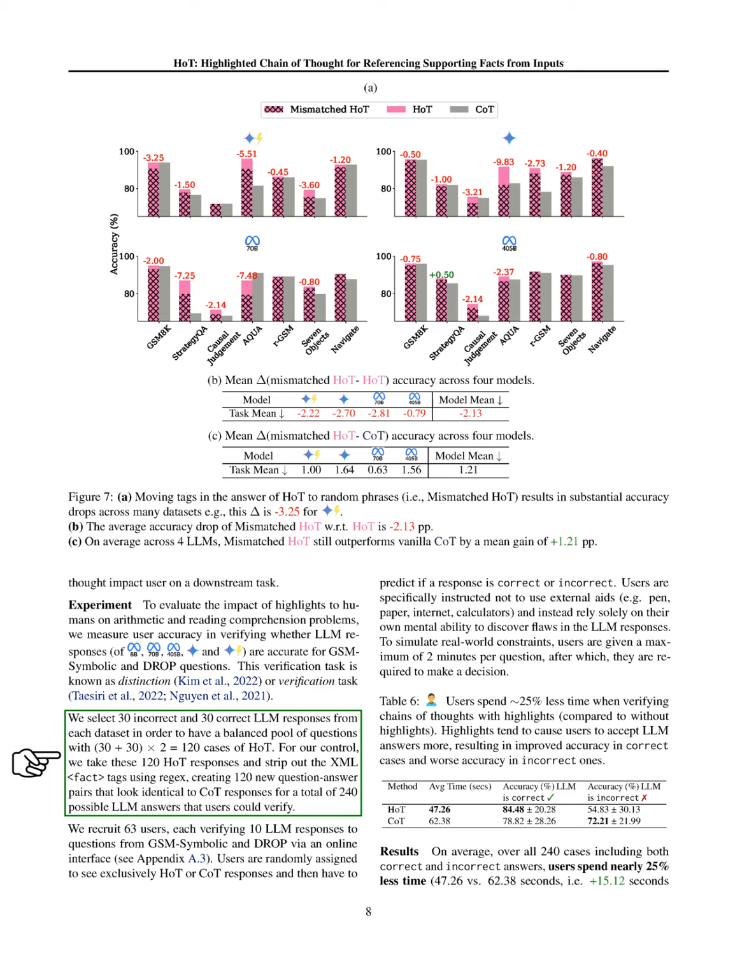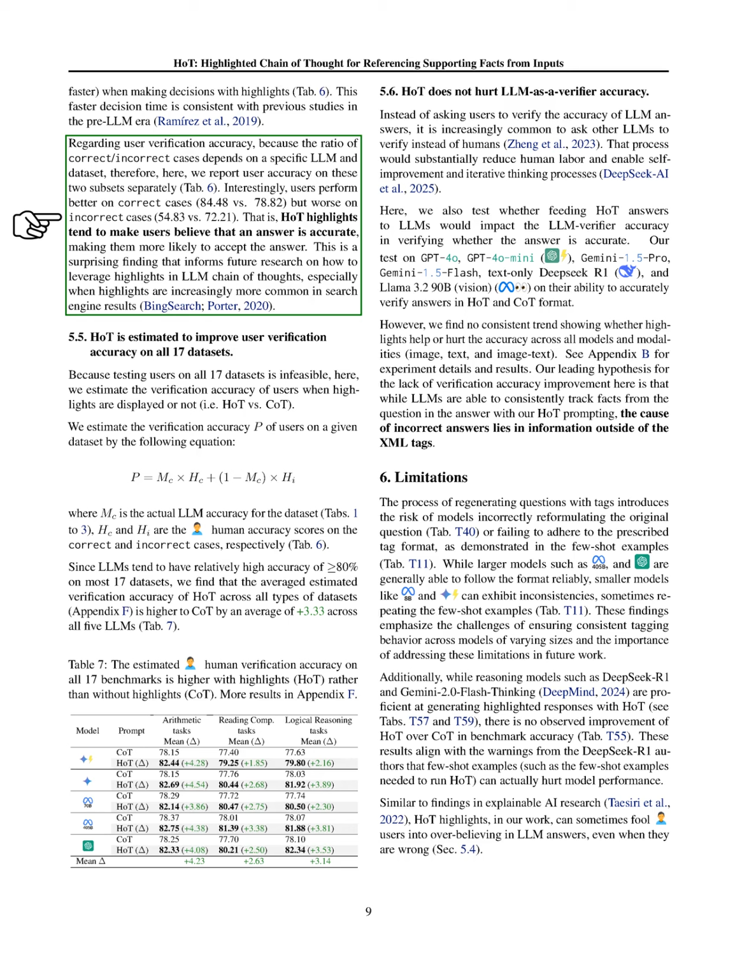We create a balanced set of correct and incorrect responses for users to assess. We recruit 63 users, each verifying 10 LLM responses, and they are randomly assigned to review either HoT or CoT responses without any external aids. Our results show that users take nearly 25% less time when making decisions with highlights, which aligns with previous findings. However, user accuracy varies. They perform better on correct cases but worse on incorrect ones, suggesting that HoT highlights may lead users to mistakenly believe an answer is correct.